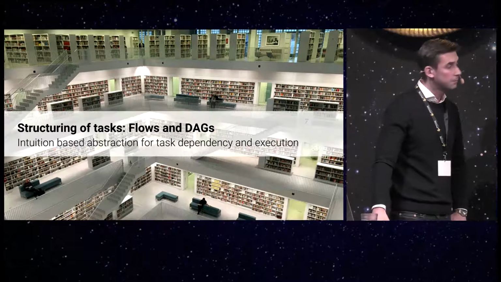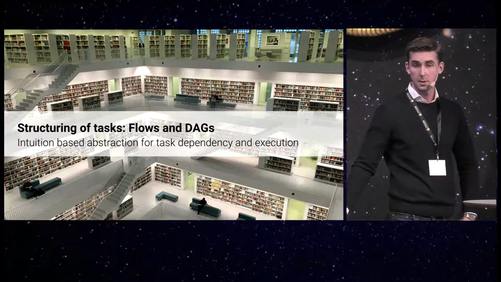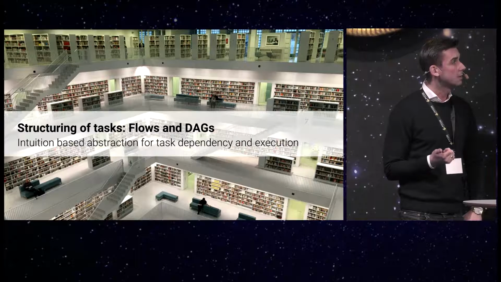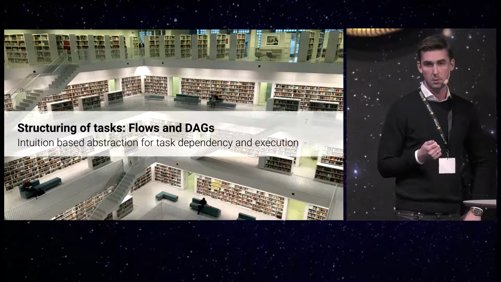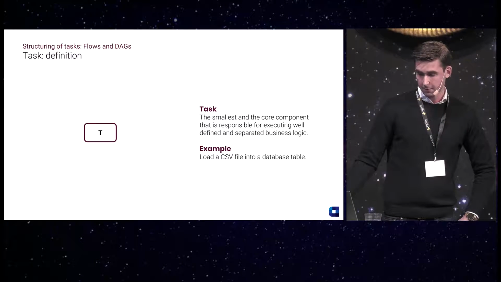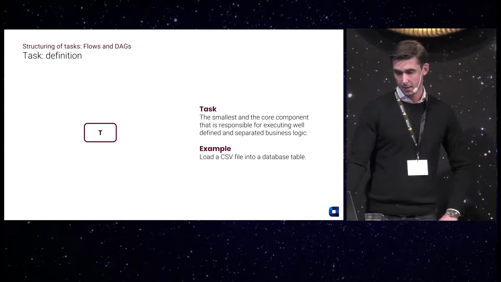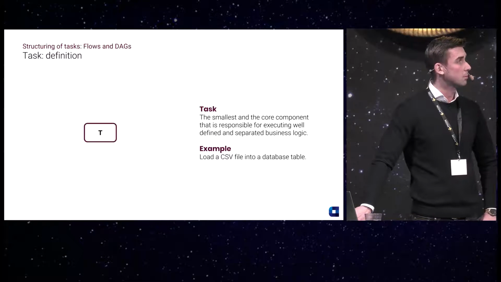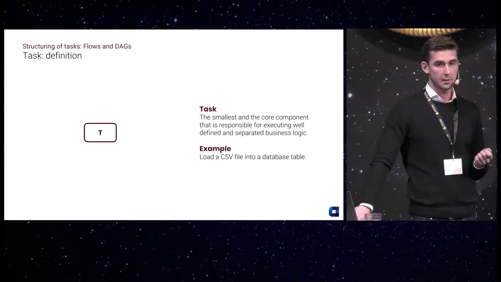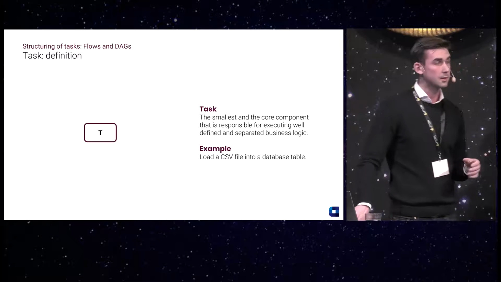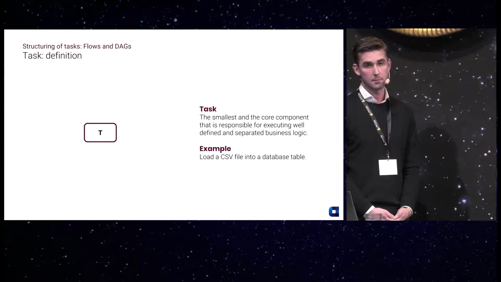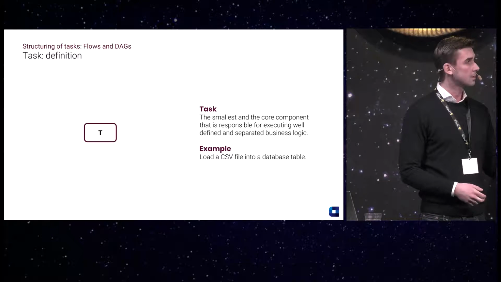So I want to start off basically by defining some concepts, which I think is very good to have and to think about when you're building pipelines, especially in PySpark. So the first definition is a task. The task is the smallest and core component, which is responsible for executing very well-defined and separated business logic. In this example, I took loading a CSV file into a database table. That's one task. It's very well separated and defined.